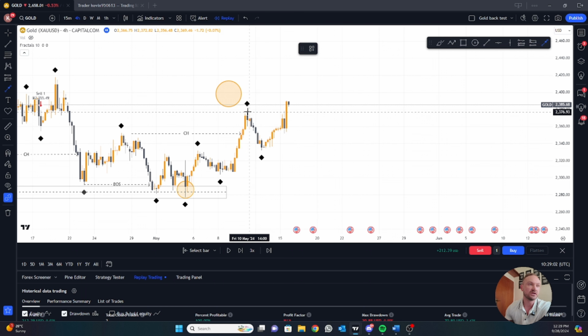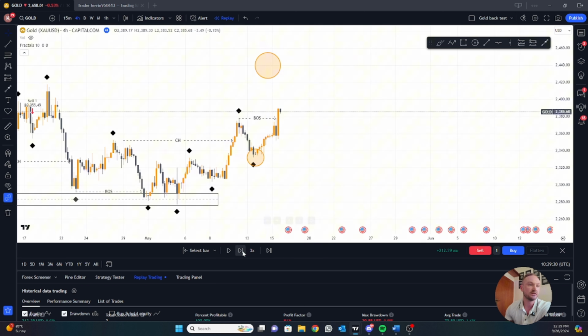Let us mark the break of structure out. So there's your break of structure. Now we can still consider this low, but I'll just move it here, and then we're looking for our next pullback.